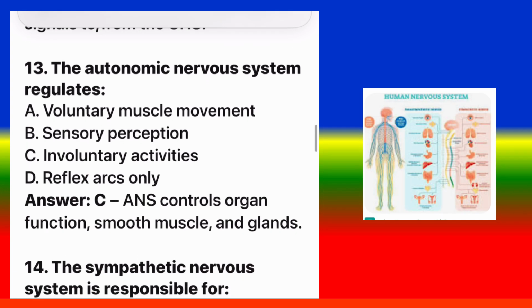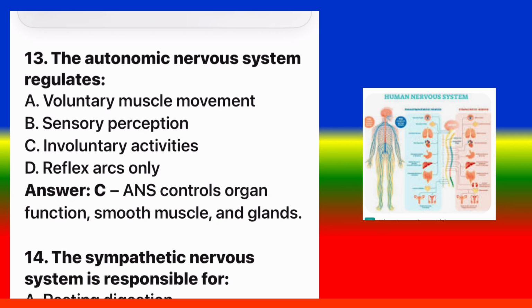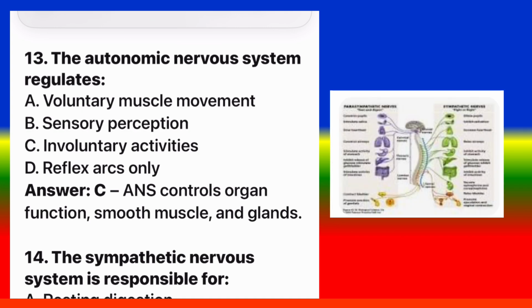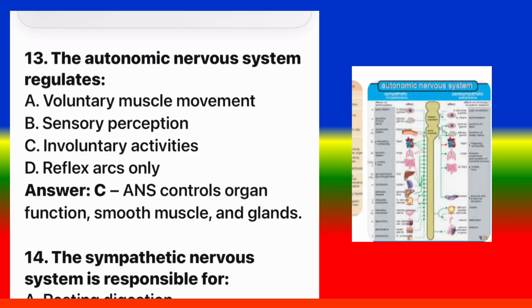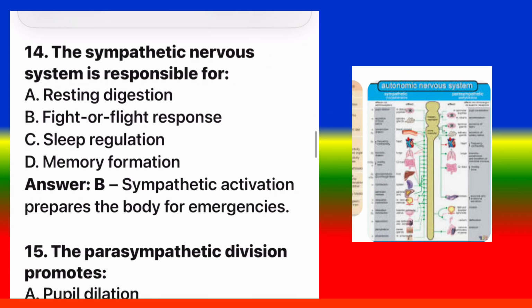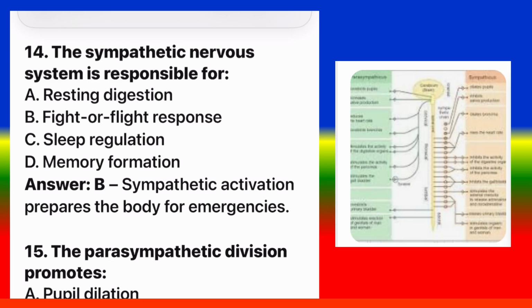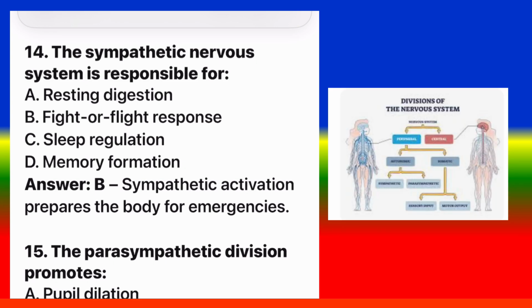13. The autonomic nervous system regulates A, voluntary muscle movement, B, sensory perception, C, involuntary activities, D, reflex arcs only. Answer C, ANS controls organ function, smooth muscle, and glands. 14. The sympathetic nervous system is responsible for A, resting digestion, B, fight or flight response, C, sleep regulation, D, memory formation. Answer B, sympathetic activation prepares the body for emergencies.